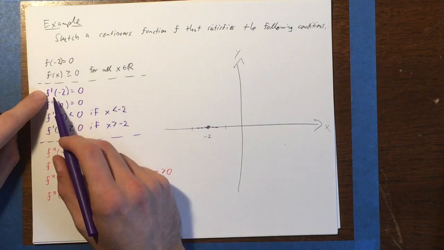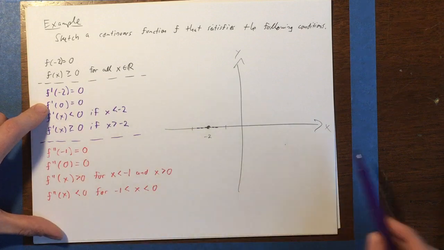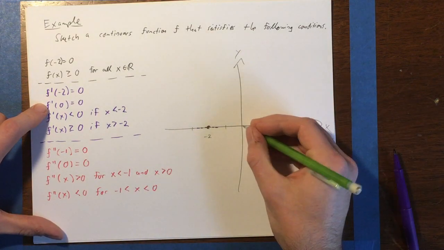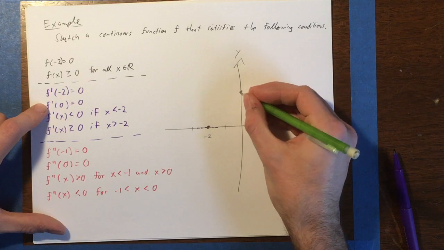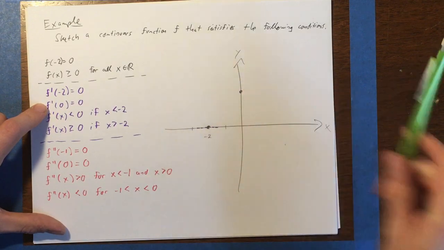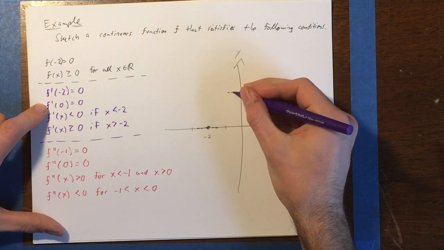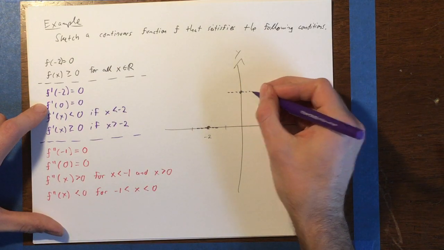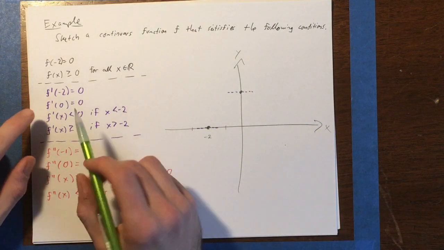So f prime of negative 2 is 0. Also, f prime of 0 is 0. So let's plot a point for 0. At 0, let's say it's somewhere up here. I'm going to plot it somewhere like there. And that is also going to be a point where I have a horizontal tangent line. So there we go. Now I'm going to move on to my next thing.